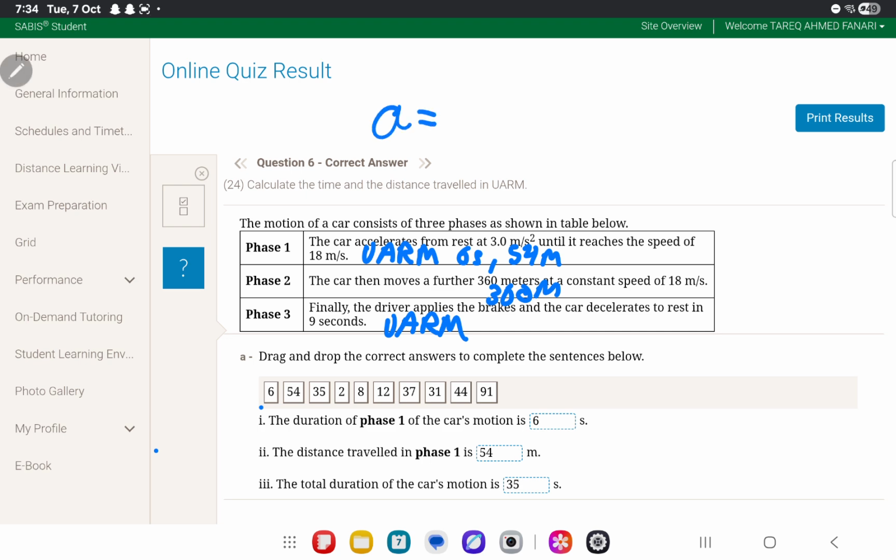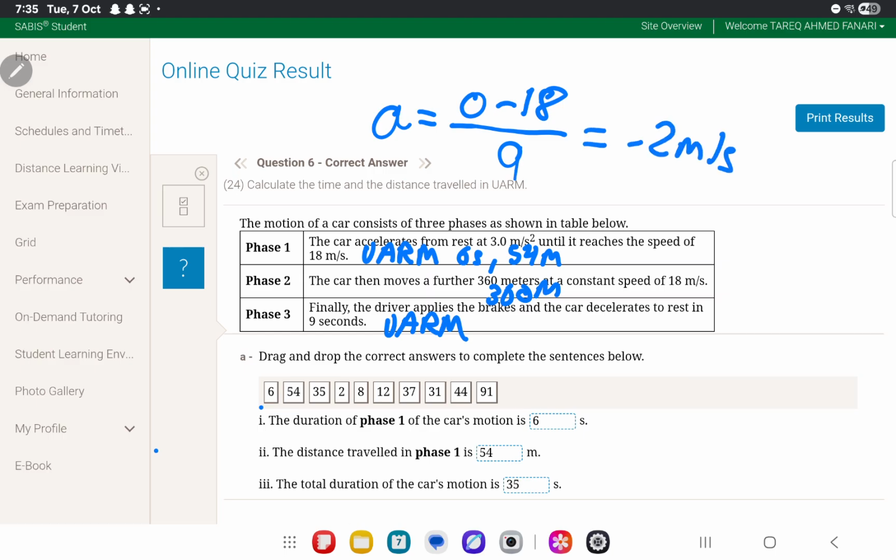You need the acceleration, right? You know that the initial, because this point here is the point where it changed into phase 3, it was initially traveling at 18 meters per second. And it decelerates to rest. So V0 is 18 and Vf is 0. So it's going to be 0 minus 18 over 9. This gives me negative 2 meters per second squared.